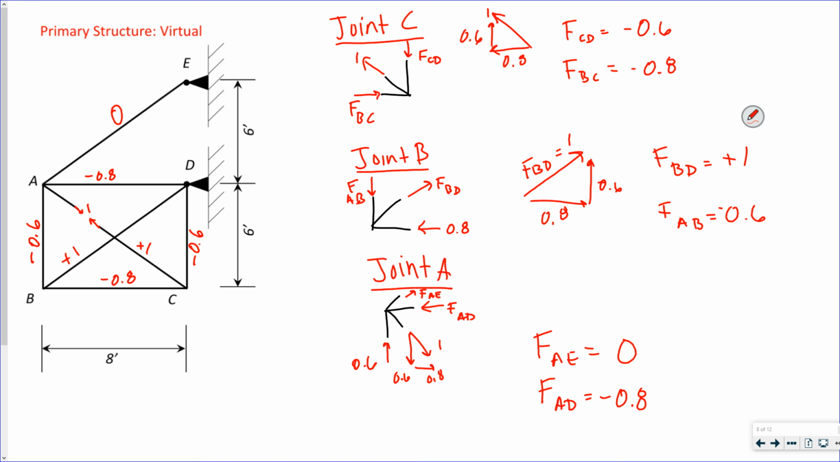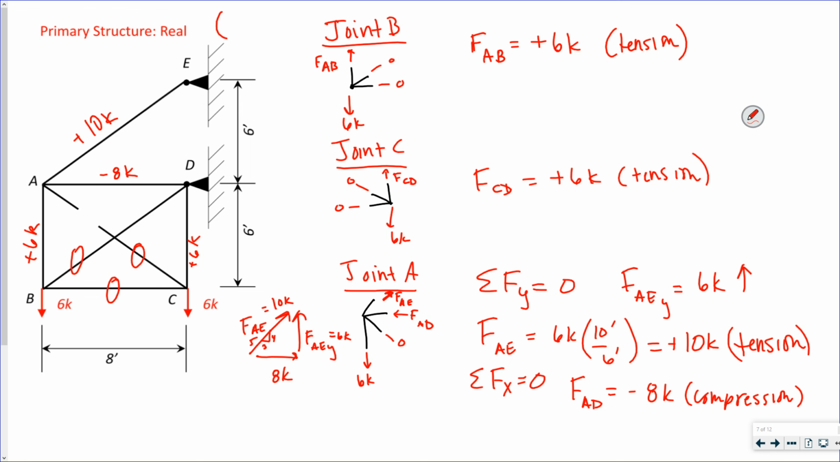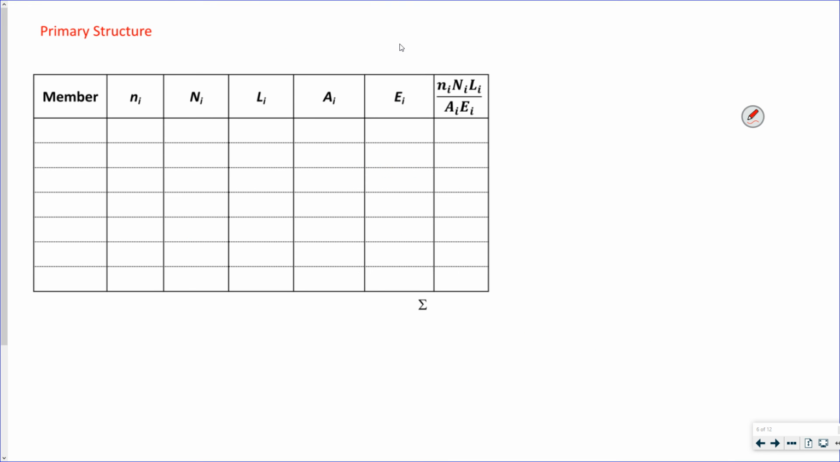So now I have all the forces in my real structure and all the forces in my virtual structure. So I get to go back to my little table. This is for my forces in my virtual, which is that little n. This is for my forces in my real, which is big N. So let's look at my members. I have members AE, AD, AC, B.